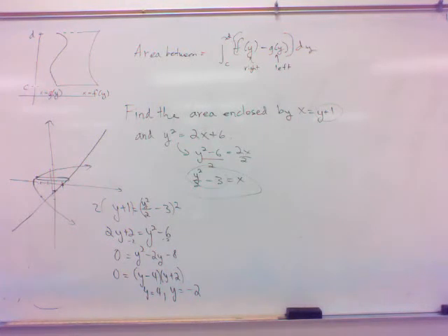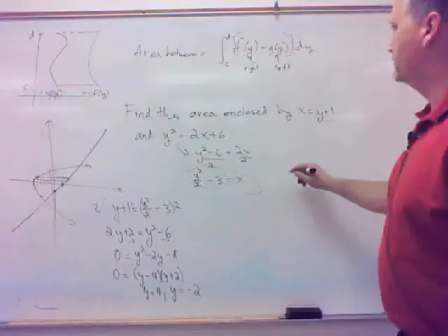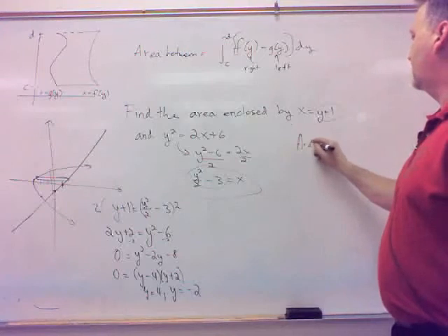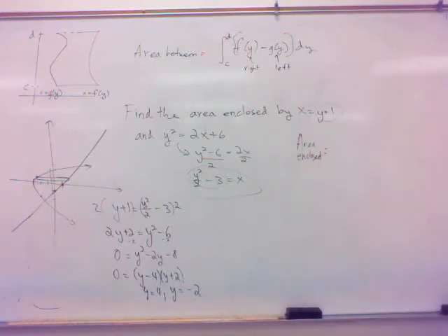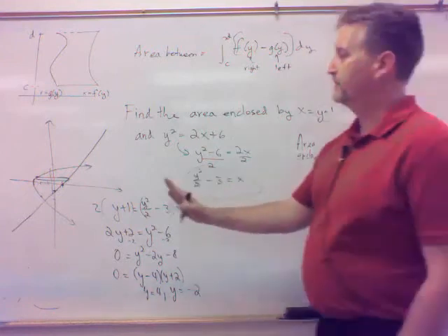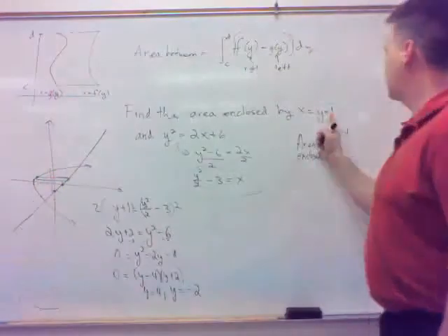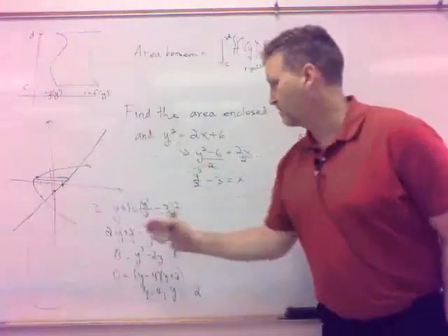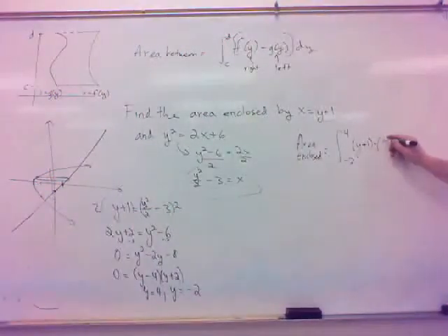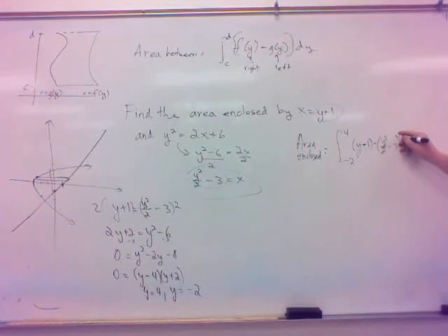Okay? All right. So what's my integral that I use to find this area? Area that I want. What would it be? Negative 2 to 4. Do the right one minus the left one. So the line's on the right, so that would be the y plus 1, minus the left one, which is the parabola, y squared over 2 minus 3. Sound about right? With me on that?